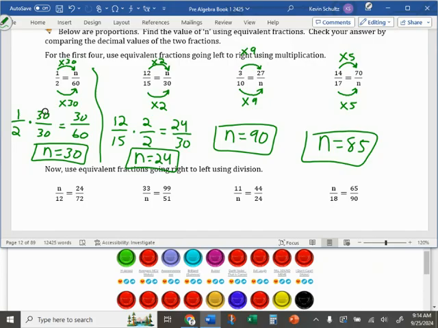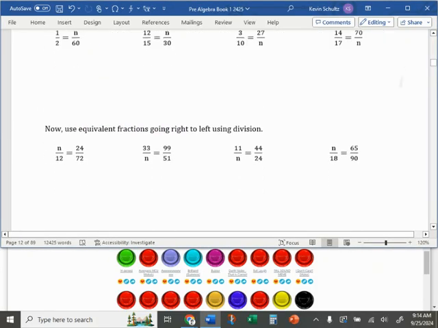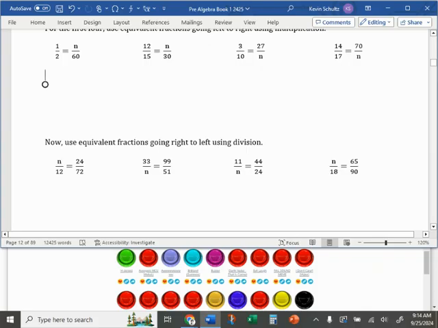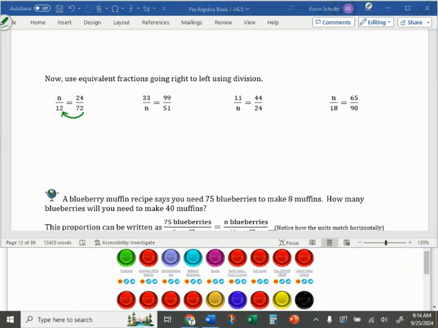Okay. The bottom is a little bit different in the sense that, notice in these first 4, the n, the variable, is always in the second fraction. In the next 4, the n is always in the first fraction. Which means another method you could use is, instead of going from left to right like we did in the top part, we can go from right to left using division instead of multiplication. You can still use multiplication to solve these, and if you have been, you don't need to change anything. But another option, especially with your variable being in the first fraction, is going from right to left.